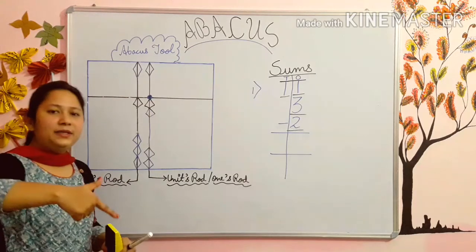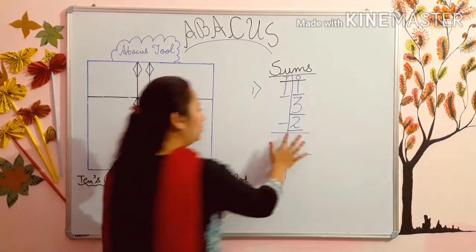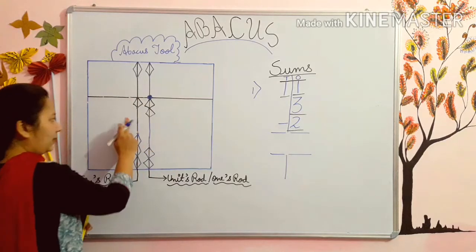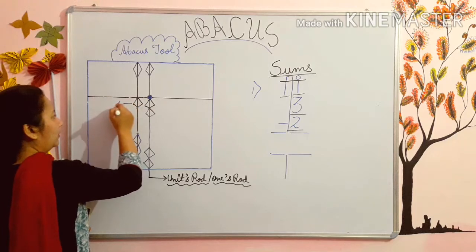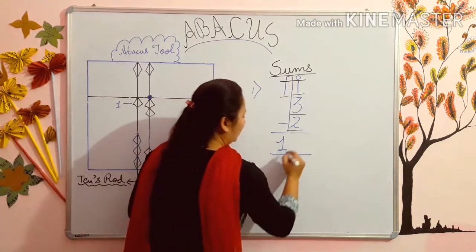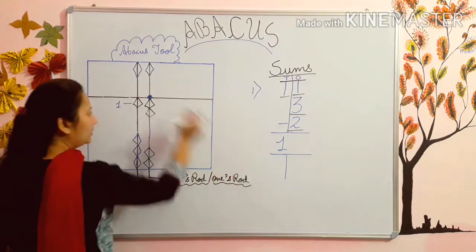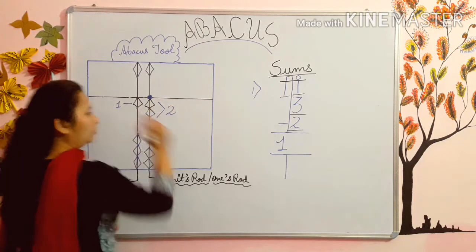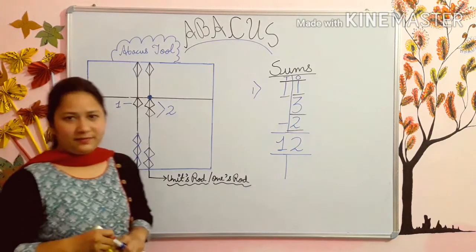You also put the 2 beads down. Now count. First you have to count the tens rod, then you have to count the ones rod. So in tens rod, see which number? See, 1. This is 1. So in tens rod it is 1. And in this units rod it is 1, 2. So here is 2. So your answer is 12.